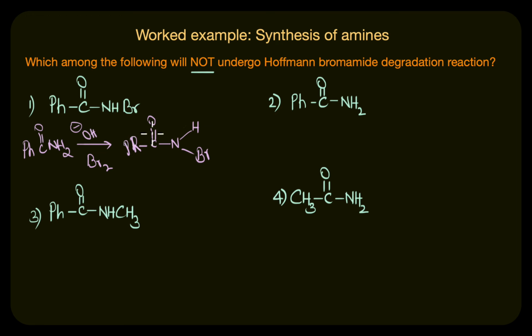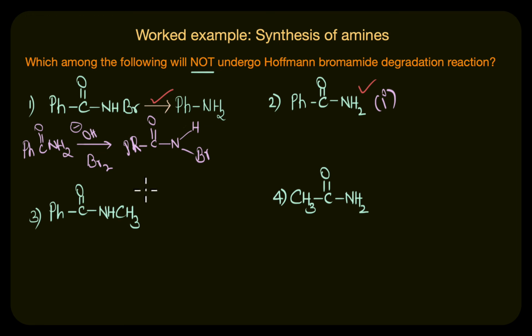Correct? So this is already a part of the Hoffmann reaction. PhCONHBr is formed when benzamide undergoes Hoffmann bromamide reaction. Correct? So that means this will undergo Hoffmann reaction and give us aniline as the final product. Now what we have here is again PhCONH2, benzamide, and we know that benzamide is a primary amide and it will undergo Hoffmann rearrangement reactions. So this will undergo the reaction as well.